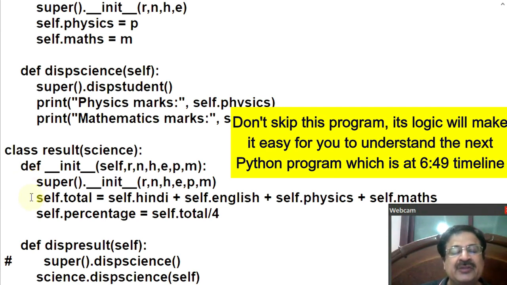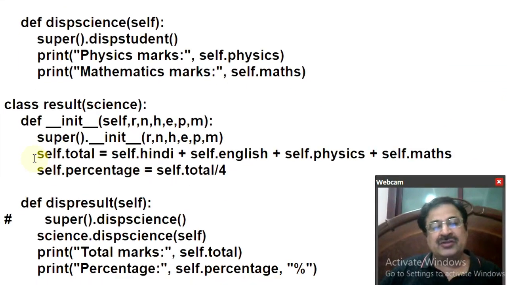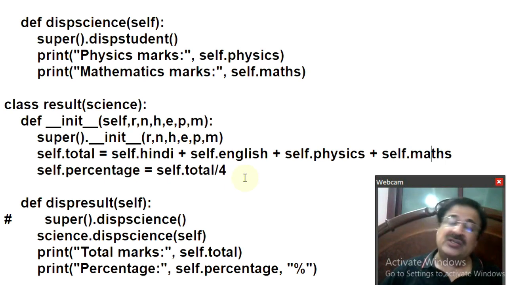These 2 statements are not yet executed, so these will be executed. This statement is computing the total attribute, which is assumed to be the sum of Hindi, English, physics and maths marks. And one more attribute is computed, percentage, and we assume the formula for percentage is total divided by 4, right? Now see, this is the benefit of the multi-level inheritance.